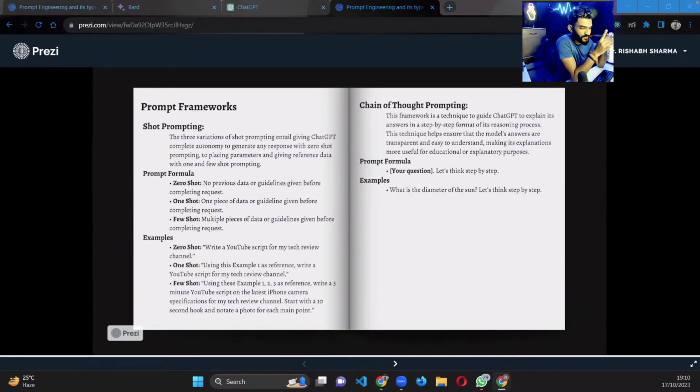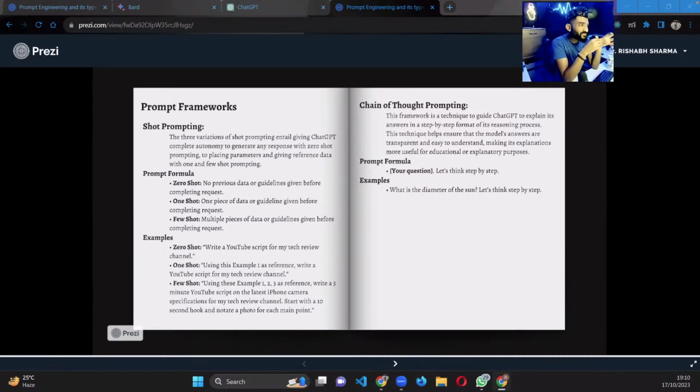This is something which is more important, right? So prompt frameworks, how many frameworks of prompts are there? So this is short prompting. Short prompting, ये बहुत important है यार. ये ध्यान से देखो please. Short prompting क्या होती है?